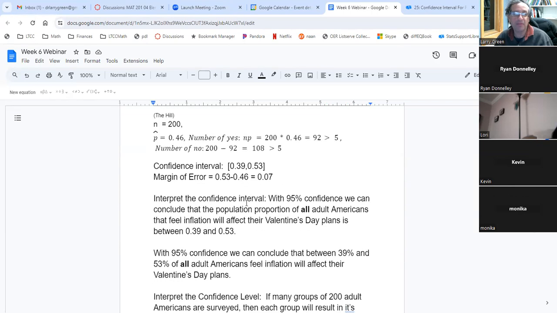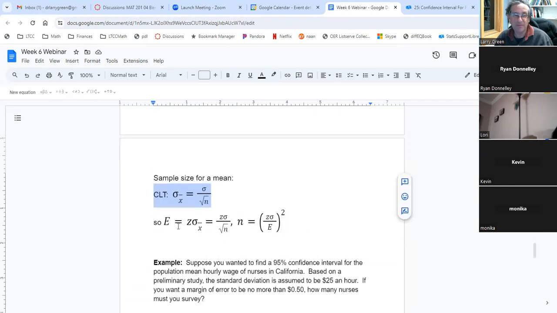So the math is that E is equal to Z times sigma sub x bar, which is equal to Z sigma over root n. Okay. Now I can solve, and again, you can trust me or you can do the algebra yourself, and you get n equals z sigma over E quantity squared. And that is the formula for calculating the sample size needed for the mean. Any questions on that idea?